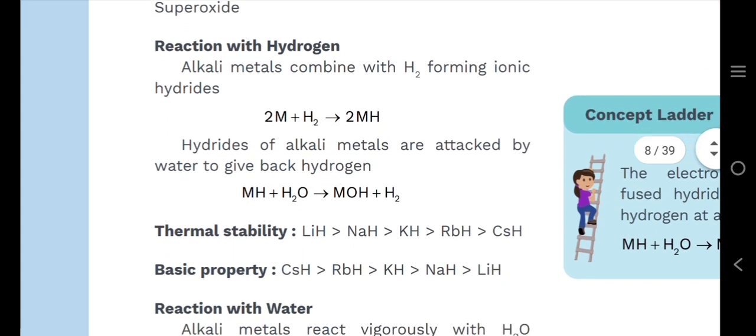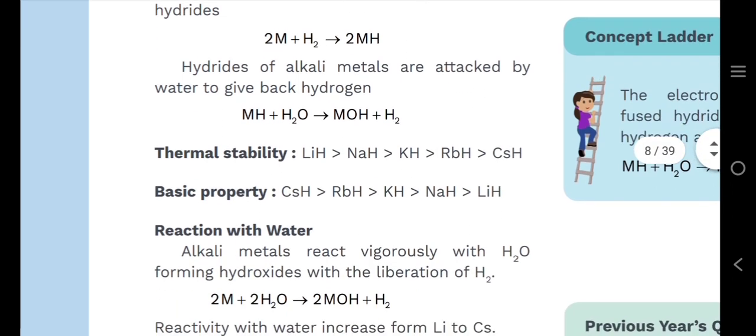Reaction with hydrogen: alkali metals combine with hydrogen forming ionic hydrides. Example, M plus H2 gives MH. Hydrides of alkali metals are attacked by water to give back hydrogen. MH plus H2O gives MOH plus hydrogen gas.